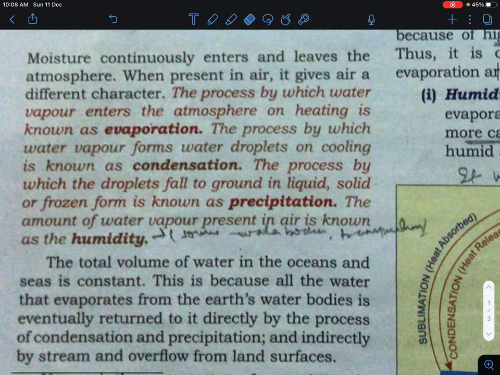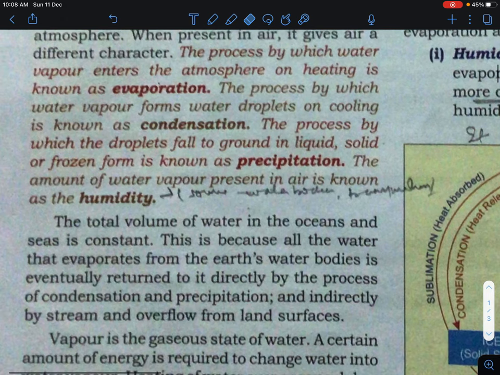Now we will study condensation, the process by which water vapor forms water droplets on cooling. When this water vapor enters the atmosphere and then cools, the process of changing water vapor into water molecules after cooling is condensation. About precipitation, the process by which the droplets fall to the ground in liquid, solid or frozen form is known as precipitation.